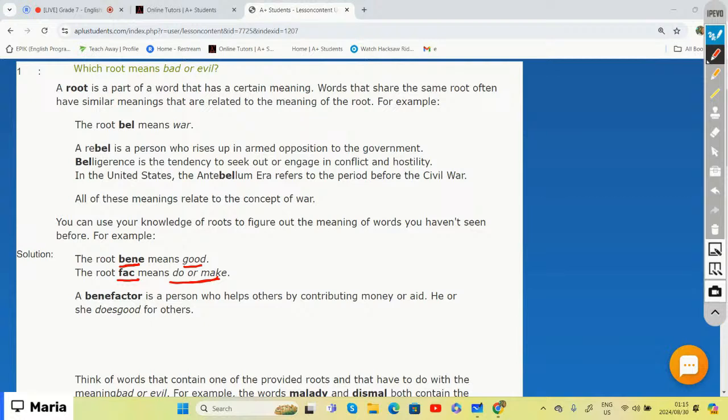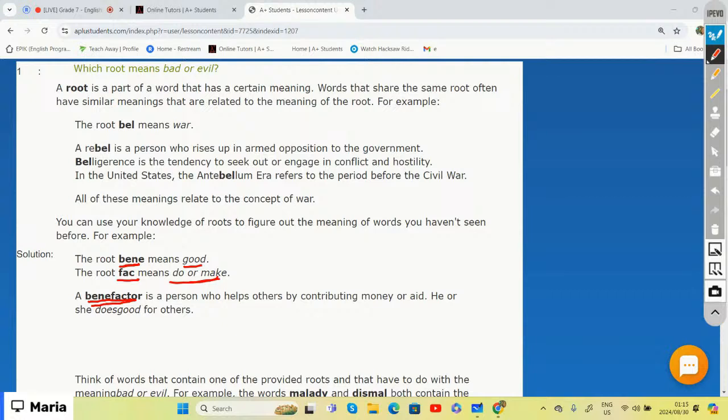So now, if we look at both of those root words, bene and fac, and now we look at the word benefactor. It's like we put the two words together: benefactor. A benefactor is a person who helps others by contributing money or contributing aid, which means that person, he or she, does good for others.